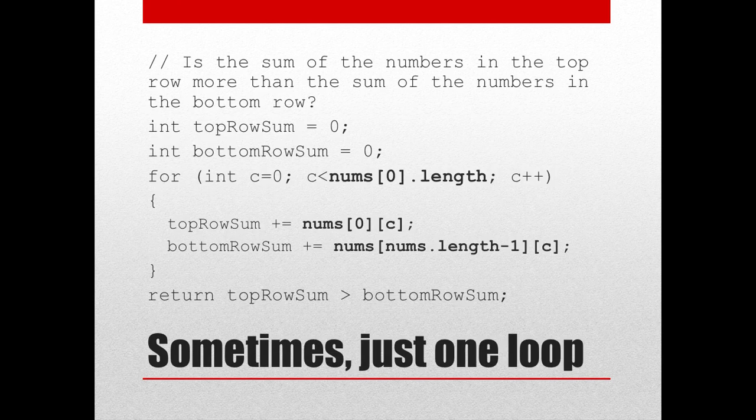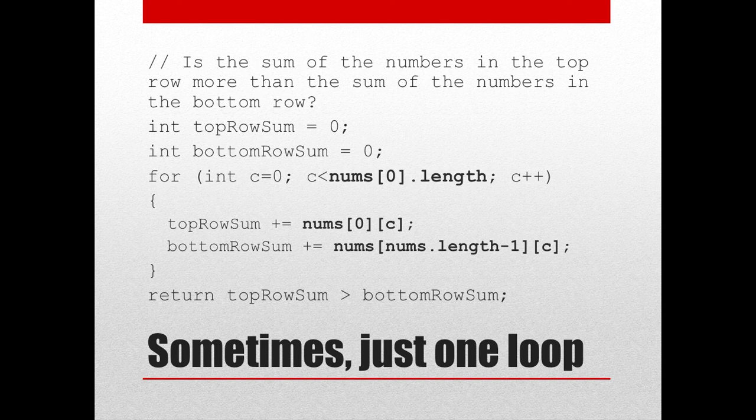Just right near the end here, I want to mention that sometimes you only want to loop through one row, and in that case, you don't need nested for loops. The purpose of this code is that you've got a two-dimensional array of numbers. Is the sum of all the numbers in the top row more than the sum of all the numbers in the bottom row? Notice now we're just looping through the top row and the bottom row. We're not looping through the entire two-dimensional array, so we don't need two for loops at all.